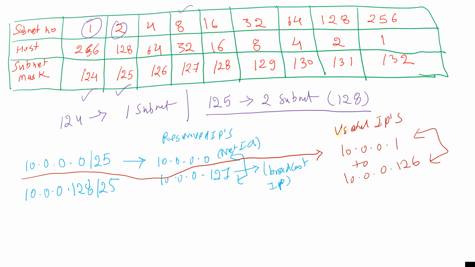Let's say in the next example you want to create a /26 subnet mask. Then you can create a total of 4 subnets here, and each subnet will have 64 machines. In the next slide, we'll understand in detail how we generally calculate the value. So let's go to the next slide.